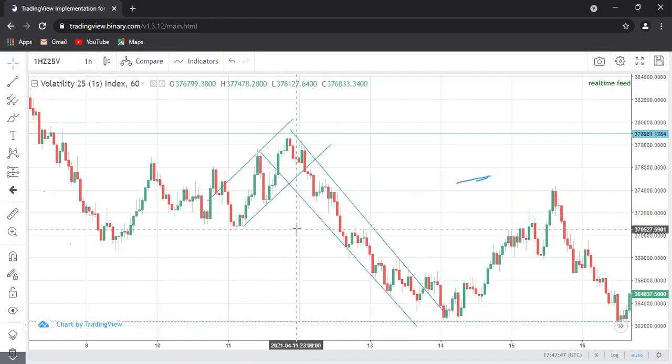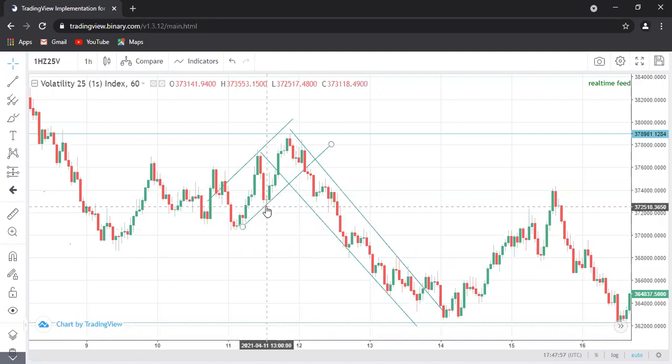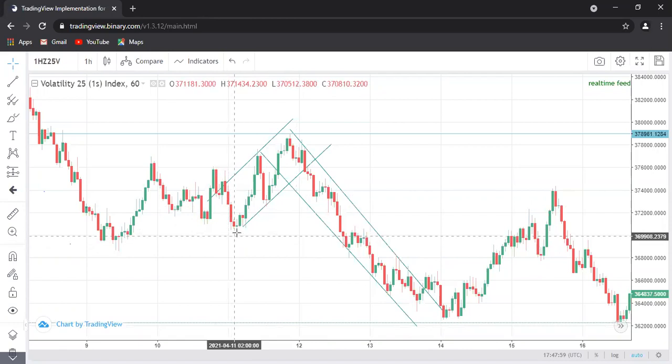And let me tell you, among the best rejections is the doji. Among the best rejections is the doji. So as you can see, this is the doji here. What do you see over here? Whenever you want to trade a rejection from the trend line, always look for a doji. Most times, always look for a doji.